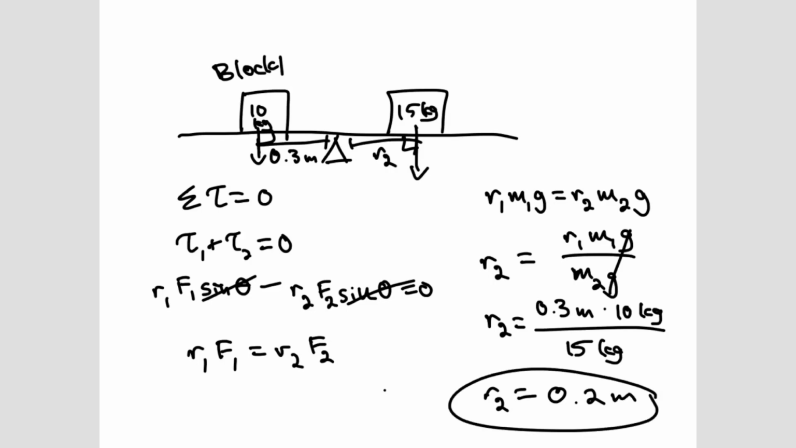So now we know that if we have a 15 kilogram block, we're going to place it 0.2 meters to the right of that pivot point, if we want to maintain equilibrium, of course. If we don't want to maintain equilibrium, then just put it literally anywhere else.